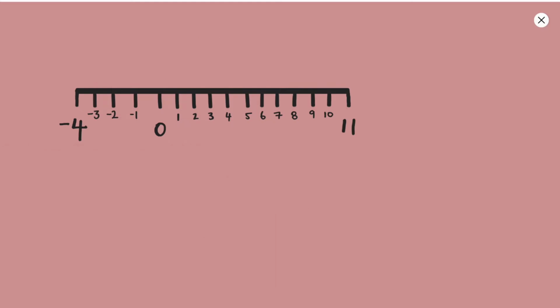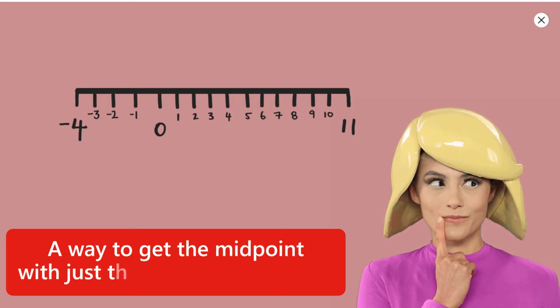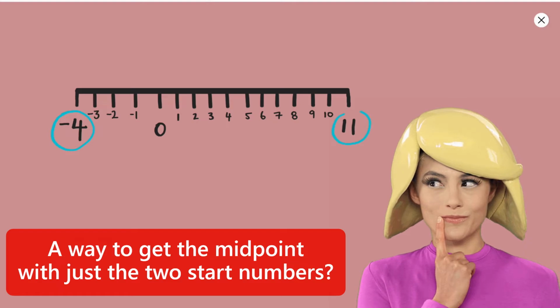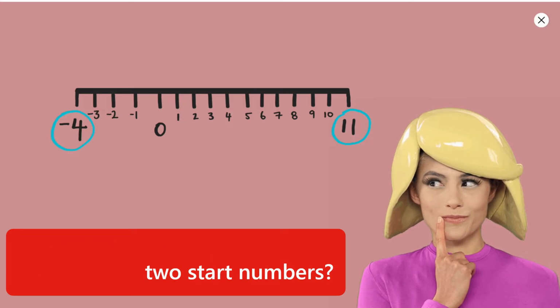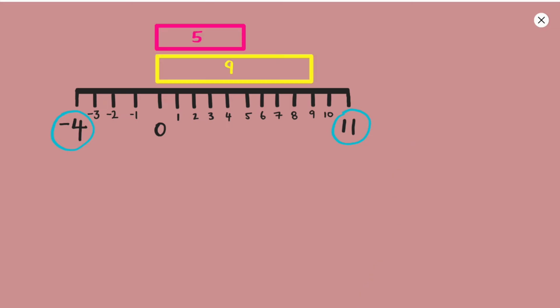The absolute diamond question would be, is there any way to have got to that point just knowing the -4 and the 11, the two numbers that we started with? Is there something we could do to those? Turns out that there is. Best way to show that is with some positive integers. So if we had the numbers 5 and 9, what would you intuitively do to find the midpoint of those two numbers?